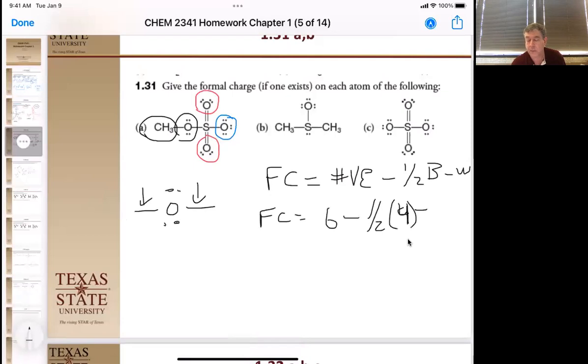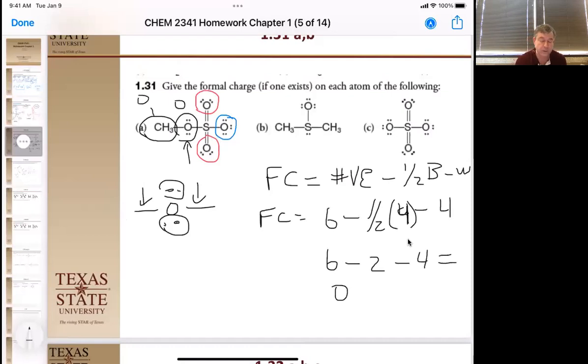So that's 4, minus, we have 2 lone pairs. So that's a total of 4 electrons. So we have 6 minus 1/2 of 4 is 2, minus 4 is equal to 0. So that means the formal charge on this oxygen is 0. The formal charge on this carbon is 0.